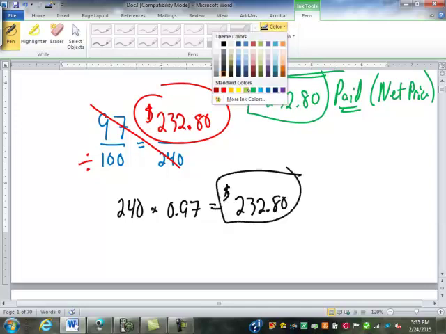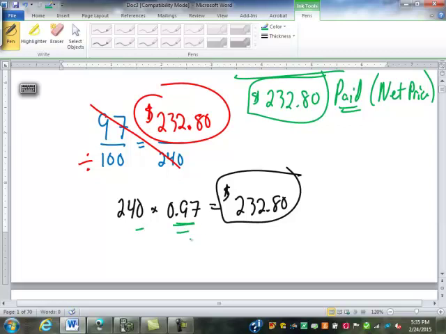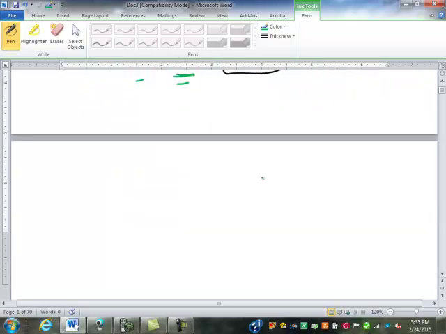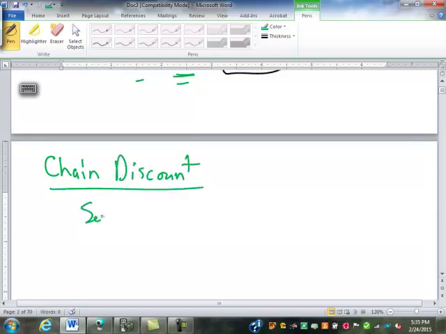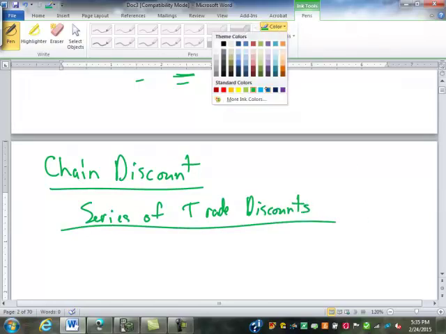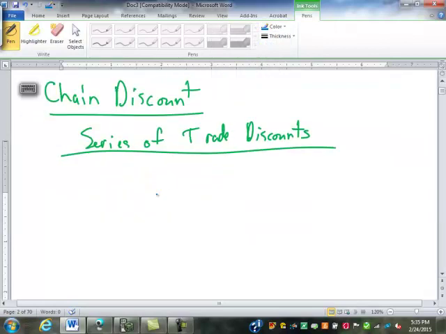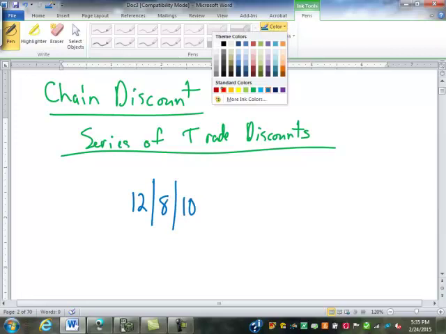The reason we use this method, the rate method, is because it's not uncommon to stack more than one trade discount on top of each other. Sometimes called a chain discount. And all it really is, is a series of trade discounts. So you might see a discount listed as 12, 8, 10. What does all this mean?